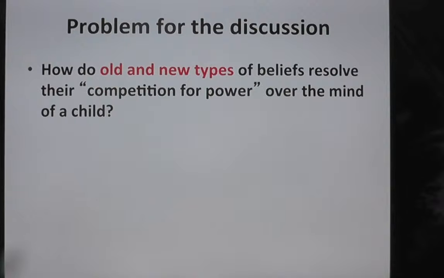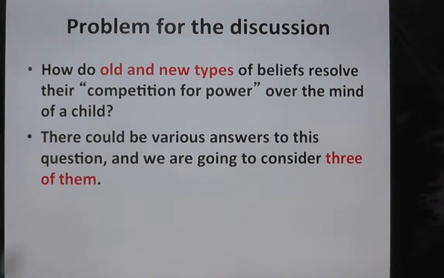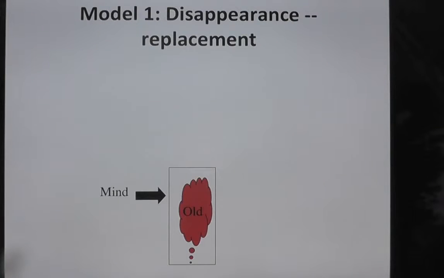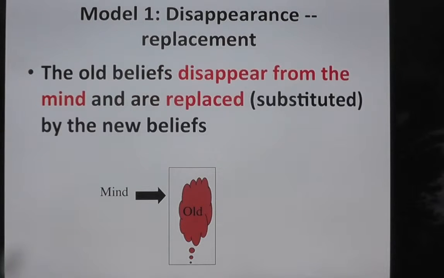The problem for the discussion, therefore, is how do old and new types of beliefs resolve their competition for power over the mind of a child? There could be various answers to this question, and we are going to consider 3 of them. Model 1, disappearance-replacement, states that the old beliefs disappear from the mind and are replaced, substituted by the new beliefs.